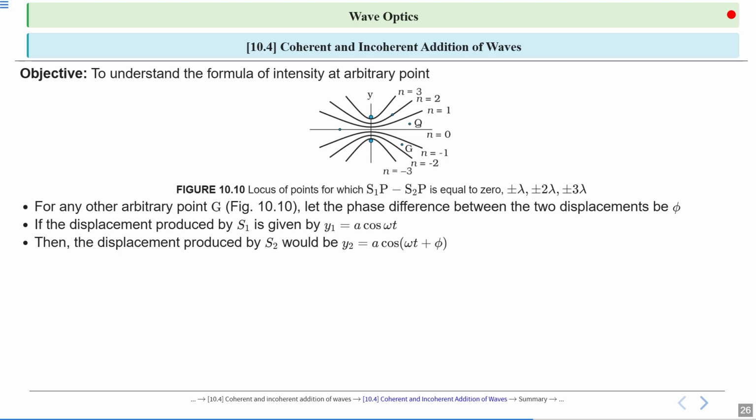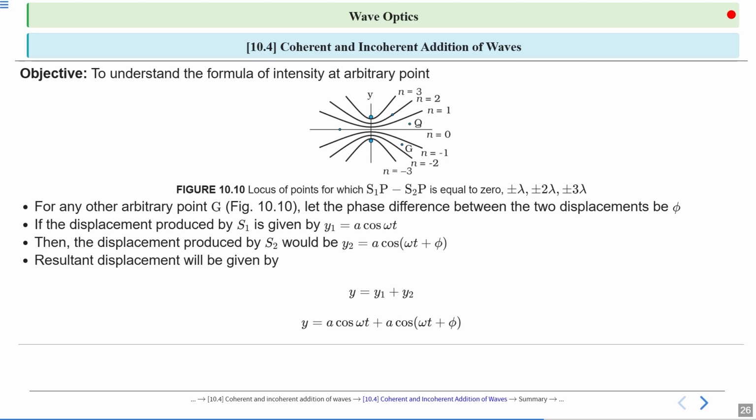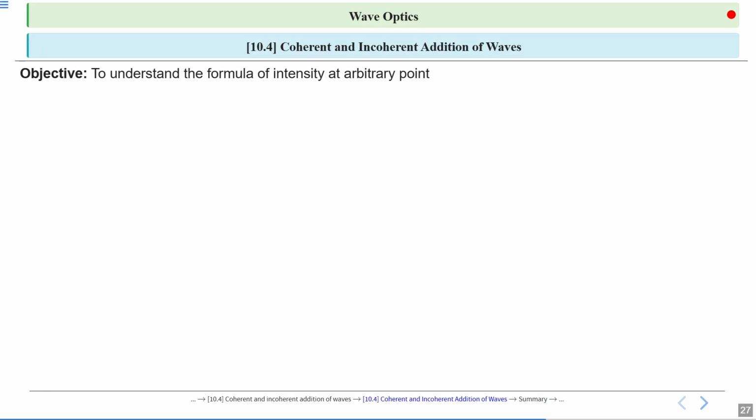Now phi is anything, any arbitrary value for any arbitrary point G. So y2 is equal to a cos(omega t plus phi). For the resultant, we are going to generalize the formula. The resultant displacement will be given by y equal to y1 plus y2. We are going for a generalized formula, not for a specific value, so we are finding the generalized formula for the resultant displacement of a wave.